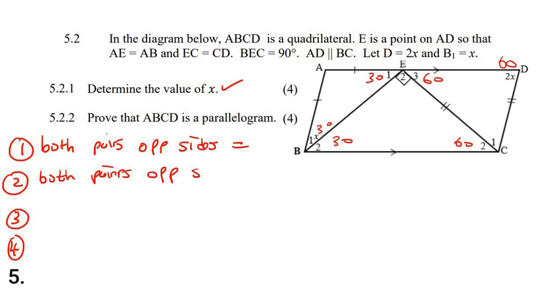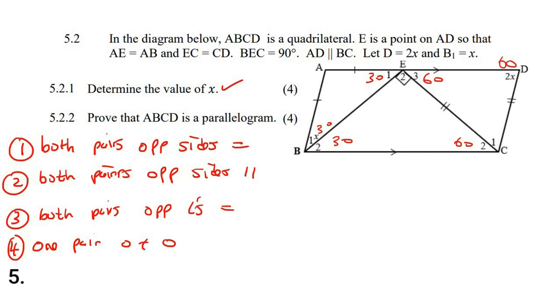of opposite sides are parallel. So you don't have to do both. You only have to do one of these. And then the other option is you could prove that both pairs of opposite angles are equal. Okay? Or you could prove that one pair of opposite sides are equal and parallel.